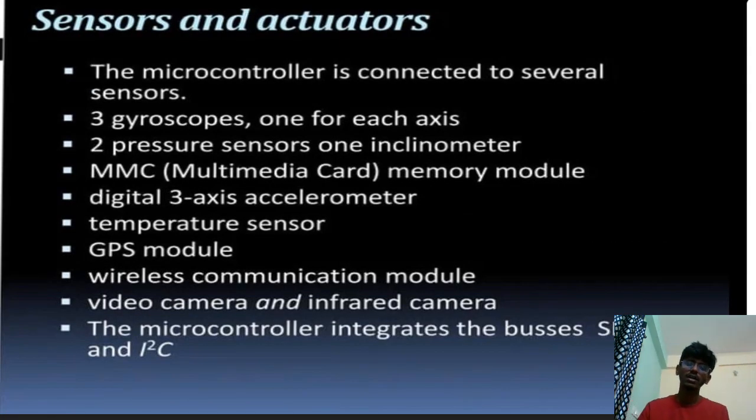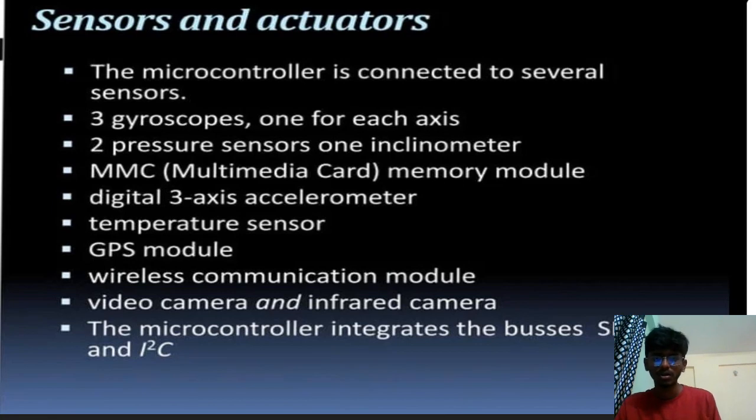Sensors and actuators. The microcontroller is connected to several sensors: three gyroscopes, as we saw in that picture, one for each axis, two pressure sensors, an inclinometer, MMC, the multimedia card memory module, digital three-axis accelerometers, temperature sensor, GPS module, wireless communication module, video camera and infrared camera.